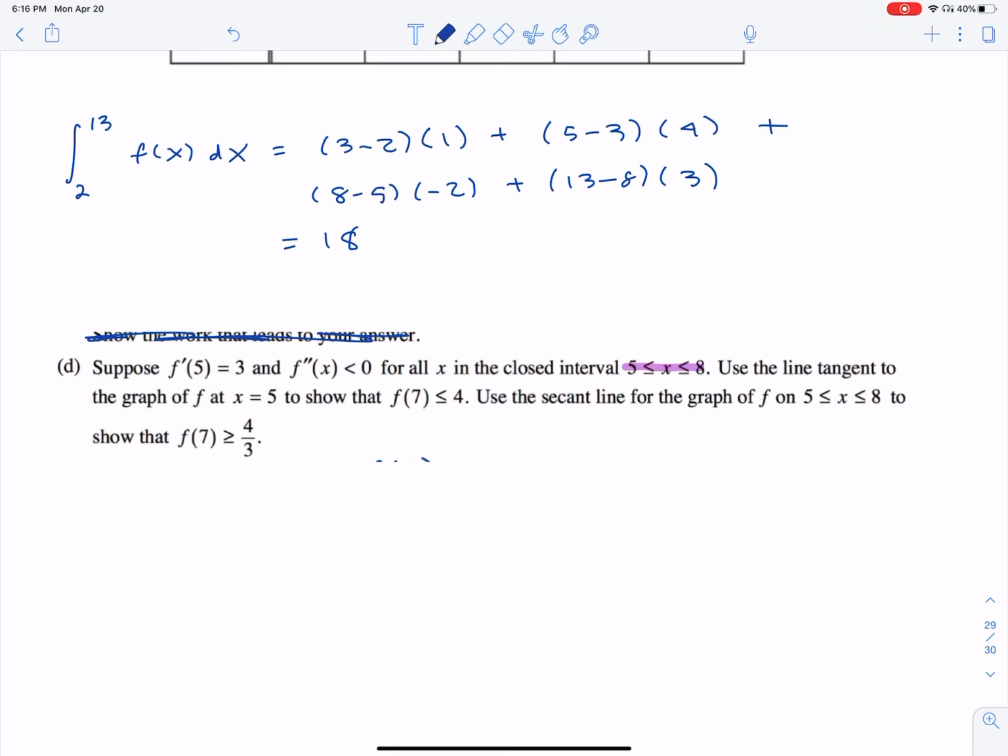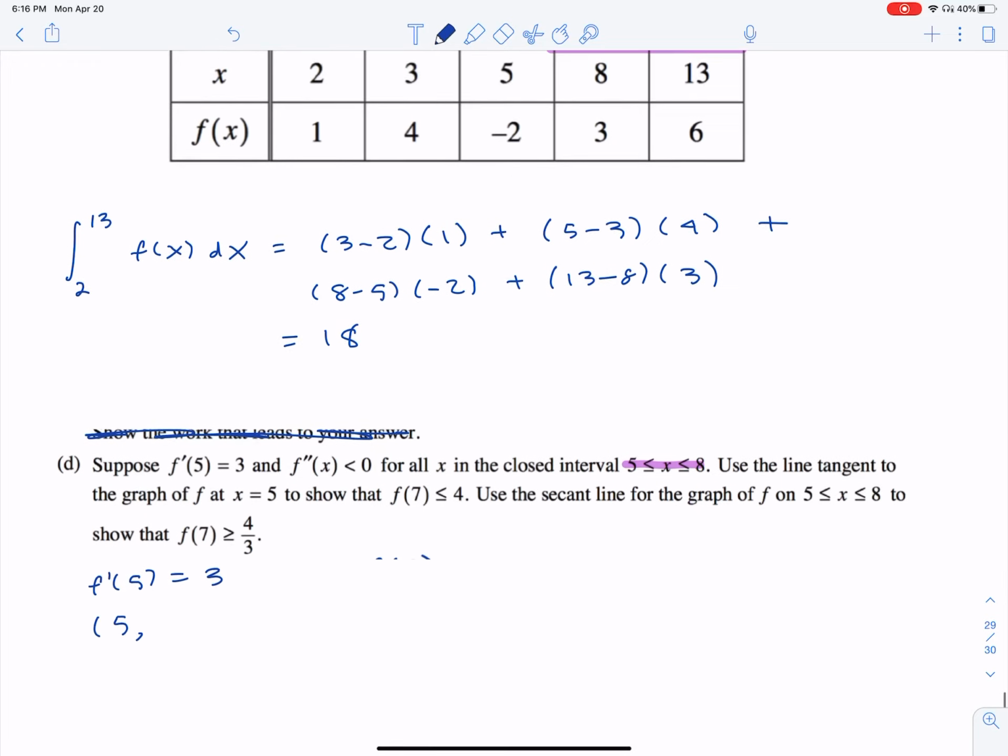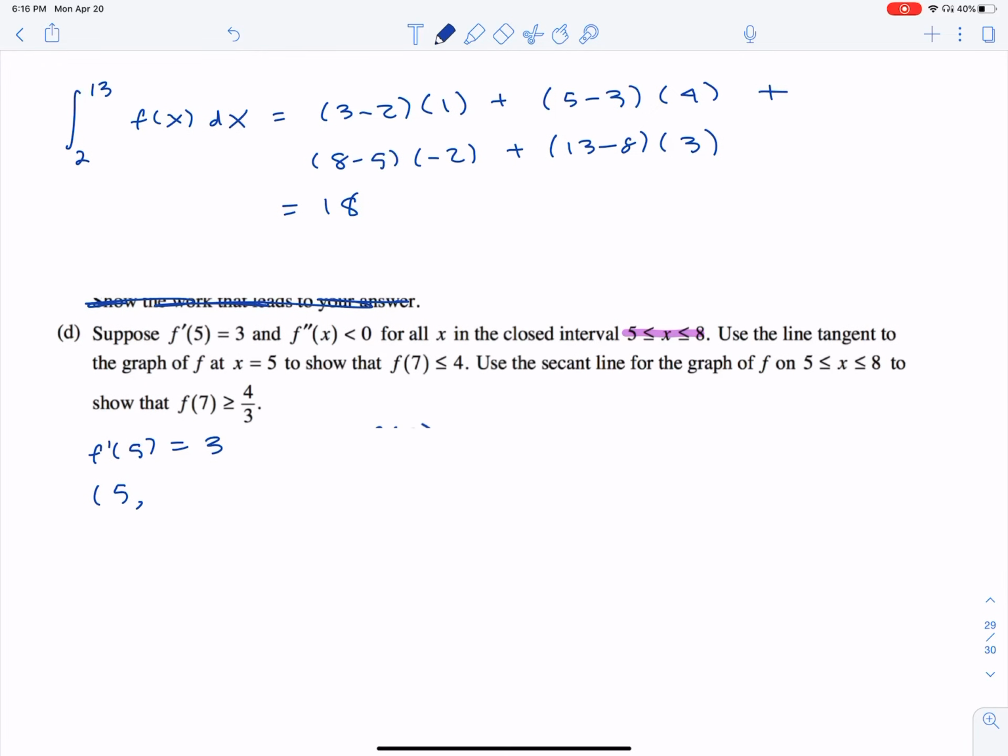So in order to find the tangent line, in order to write the equation of a line, I need two things. I need a point and a slope. Well, they were very nice in giving us the slope, right? Since f prime of 5 equals 3, that's our slope. And the other thing I'm going to need is the point. Well, it passes through the point 5, going to my table, negative 2. So 5, negative 2.